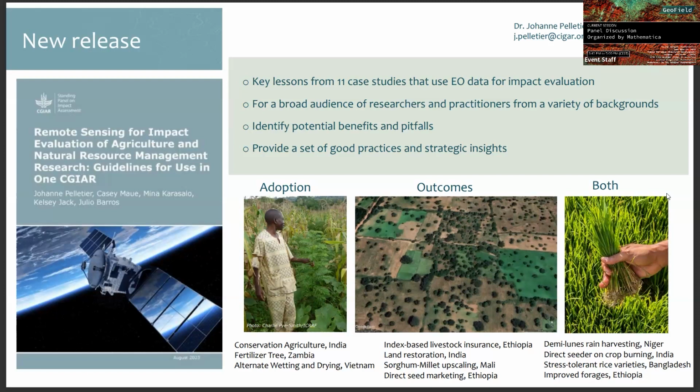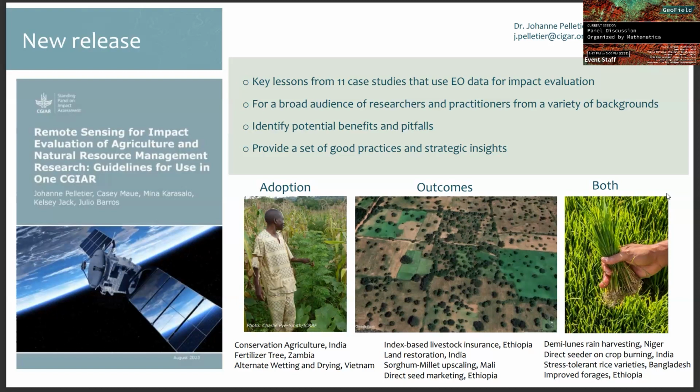What we did for this work was to synthesize the insights of 11 case studies, which are research projects evaluating innovations of CGIAR in different countries, mostly in Asia and Africa. Those projects are evaluating adoption, outcomes, or both. They look at innovations directly or indirectly related to climate resilience. So it's intended for a broad audience, to really bridge the gap between disciplines.